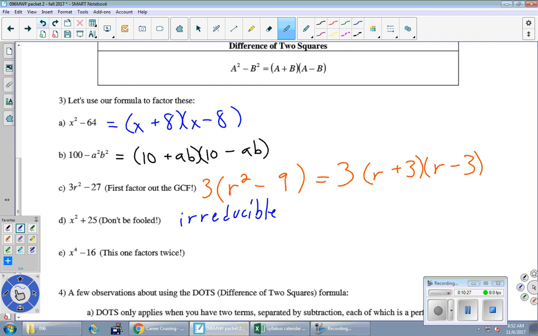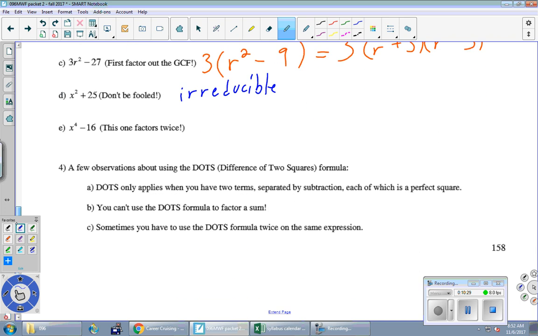Okay, let's take a look at E, x to the 4 minus 16. We'll go through our same pattern. Two terms? Yes. Is it a difference? Yes. Are they both perfect squares? They are. So we're going to use our formula.